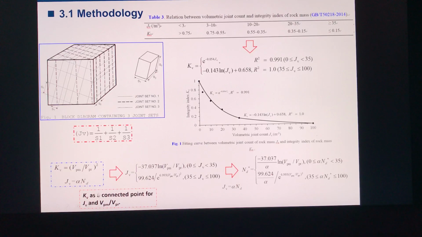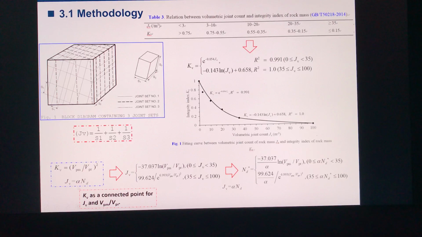Also, there is an important parameter of rock masses. It is called joint frequency. We can denote it as ND here. For rock mass, if we want to calculate the cubic joint count JV, we can use an empirical coefficient alpha and the joint frequency by this equation.